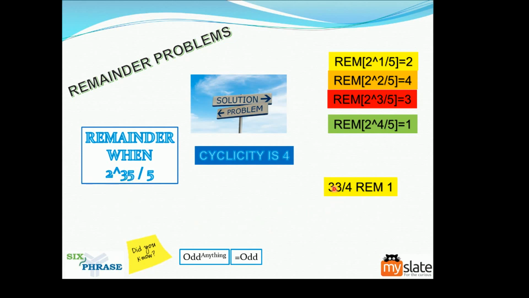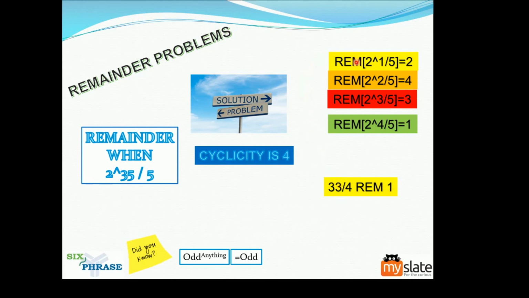Now 33 divided by 4, what is the remainder? It is 1. Now why did I divide it by 4? Because the cyclicity is 4. Because the cyclicity is 4, this pattern repeats every fourth number. That is why I divide this by 4. Now 33 divided by 4, the remainder is 1. Can you spot the yellow colored box? Yes.